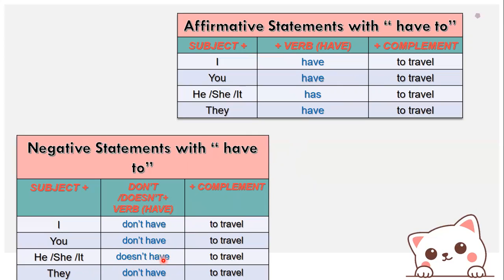That is a simple explanation of this. Like this example, I don't have to travel. Tenemos que don't va a ser en el caso del negativo, ¿verdad? Remember that you can use the contraction or without contraction. Do not have or does not have. It depends on you, but both are okay. Depende de usted porque las dos están correctas. You don't have to travel. He, she, it doesn't have to travel. They don't have to travel. Okay? Simple, simple. Not too much.